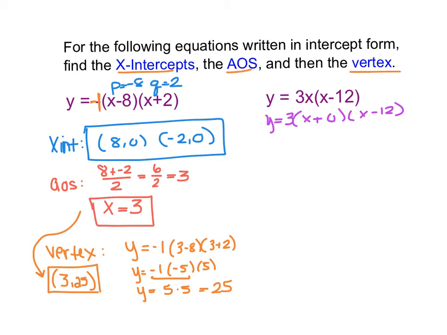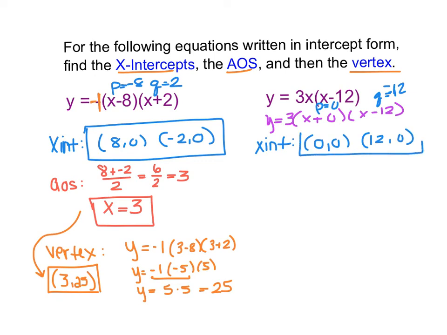So now if I go over to the problem on the right and repeat this same thing, here I notice that p is 0 and q is -12. So I know that my x-intercept points occur at the opposite of those. Well, the opposite of 0 is just -0, which is silly because that's just 0. So we have one x-intercept at (0, 0), and we have another x-intercept at the opposite of -12, so (12, 0). So those are my x-intercept points.